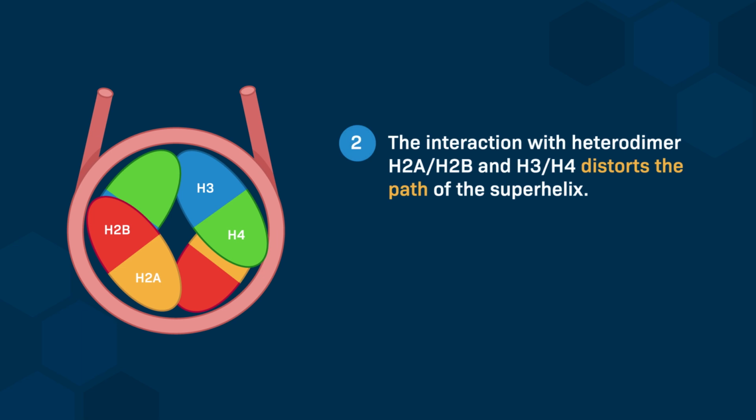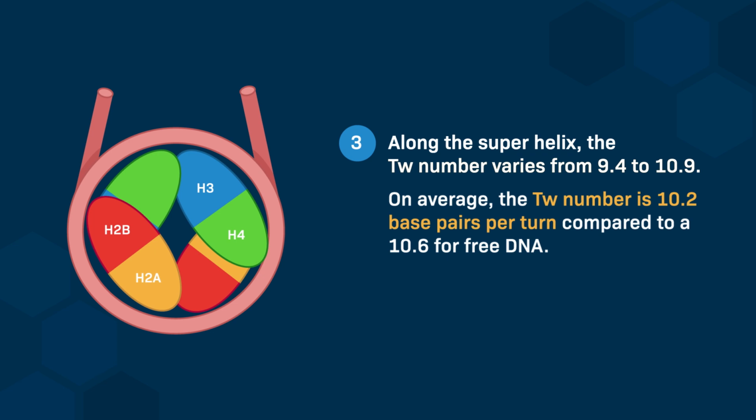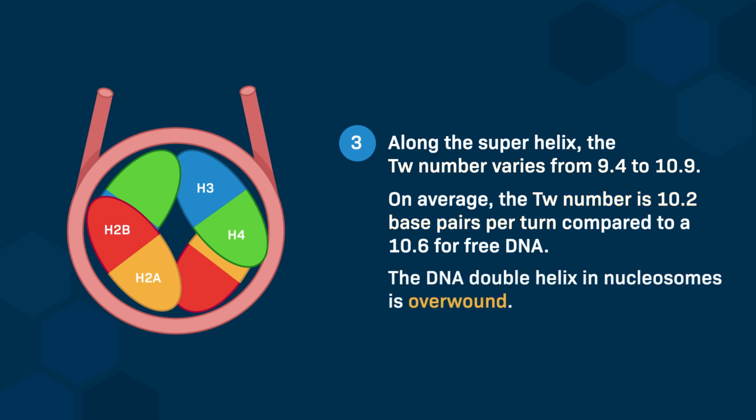The second feature is that the interaction with heterodimer H2A, H2B, and H3, H4 distorts the path of the superhelix. The third feature is that along the superhelix, the twist number varies from 9.4 to 10.9 as a result of the distortion of the path of the superhelix. On average, the twist number is 10.2 base pairs per turn compared to an average of 10.6 base pairs per turn for free DNA. That means that the DNA double helix in the nucleosomes is overwound.